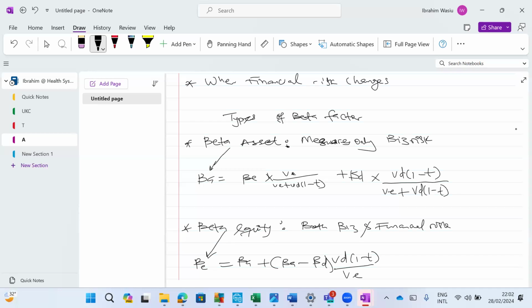Okay? It's okay, sir. So beta asset measures business risk. That's all. Beta asset, business risk. Beta equity measures both business and financial risk. But why people normally mix it up is that when you say an all-equity financed company, no debt, some do think that beta equity should go with all-equity finance. No.